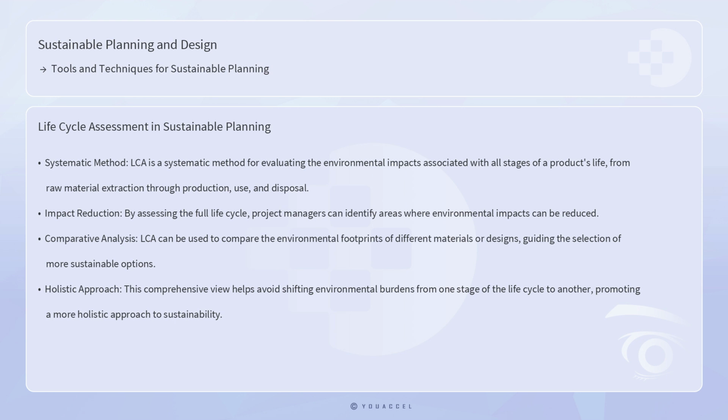One of the primary tools for sustainable planning is the Life Cycle Assessment. LCA is a systematic method for evaluating the environmental impacts associated with all stages of a product's life, from raw material extraction through production, use, and disposal. By assessing the full life cycle, project managers can identify areas where environmental impacts can be reduced.